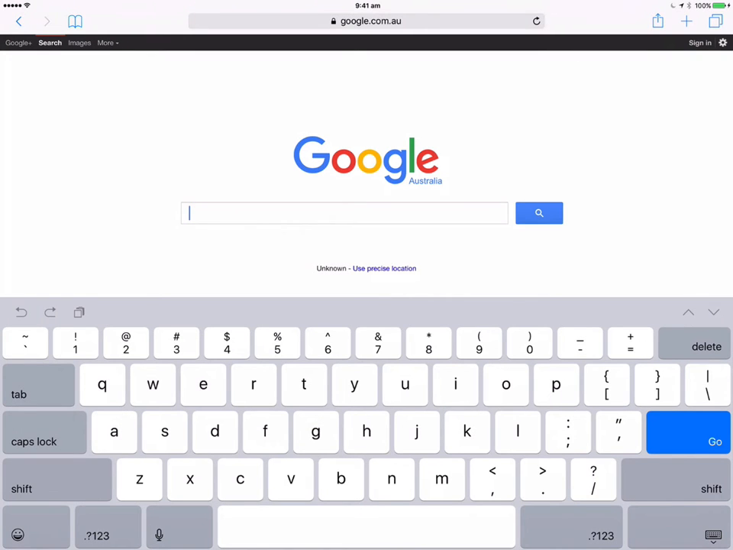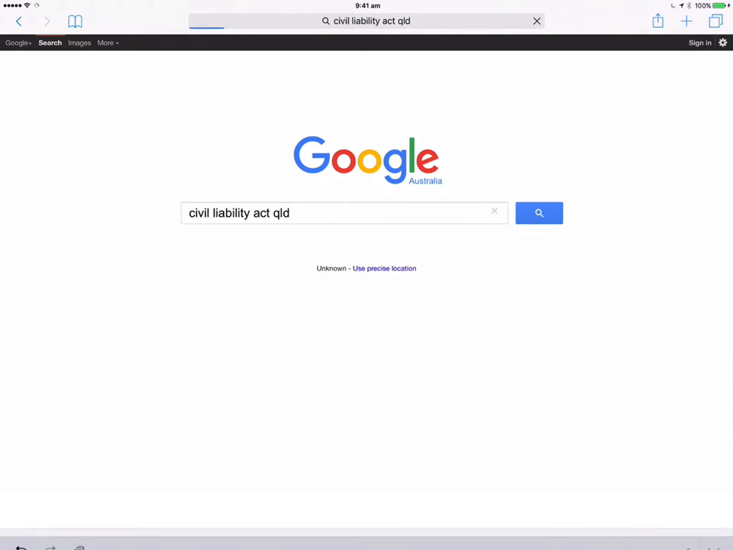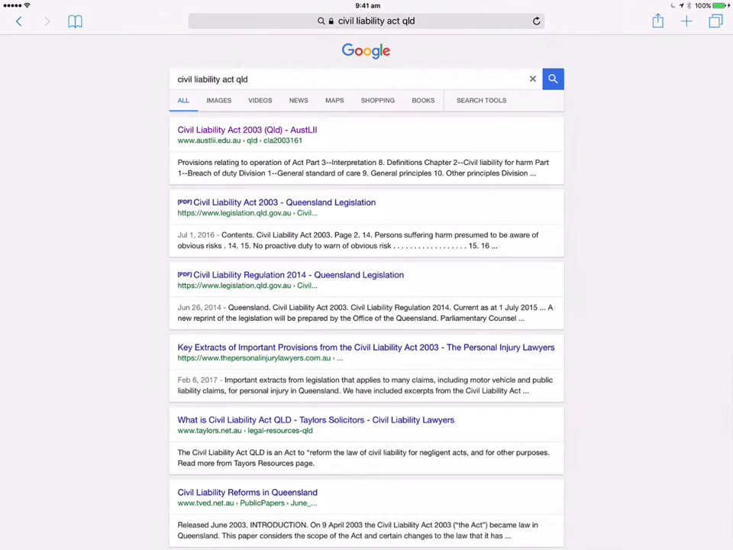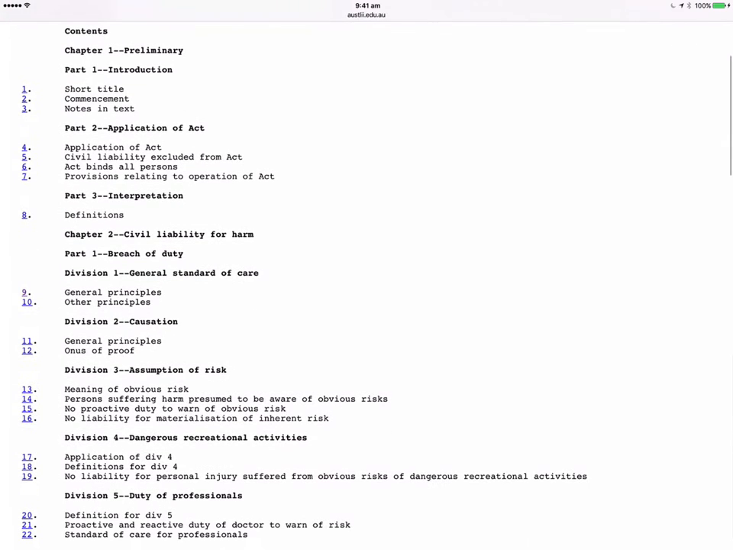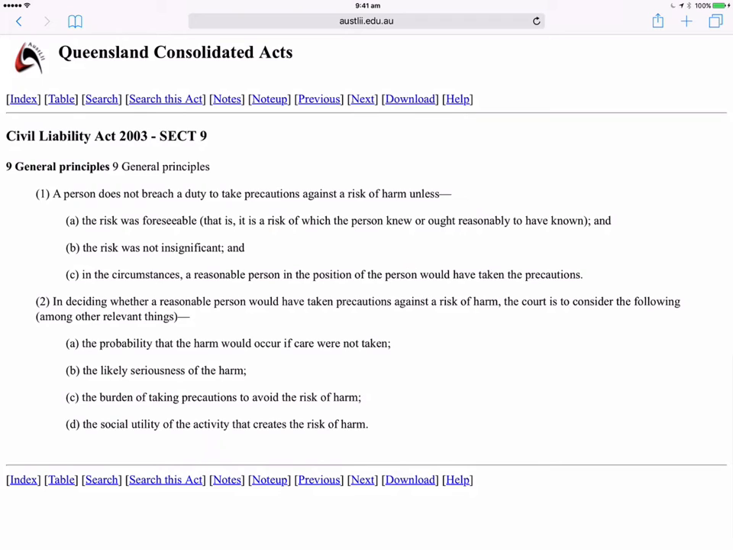So to give us an idea, here I am at Google, and if we want to find a piece of legislation, right, I can just put in the title that I'm after, the Civil Liability Act of Queensland, because that's the jurisdiction that we're after. And if I click through, because the law is now available online, it's very accessible, I can look at the particular section we're interested in here, Section 9.